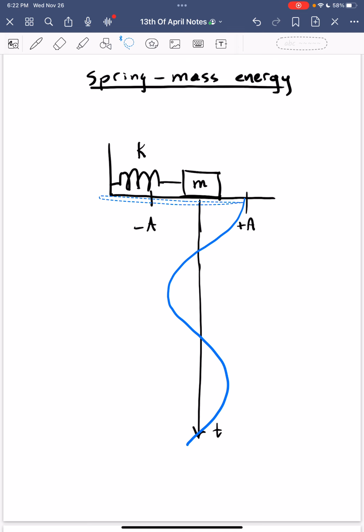And if we pull it to this spot here, positive A, and we let it go, then what's going to happen is it's going to begin to oscillate. It's going to do something like this in time. So that's what the system's going to do. And what we want to do is consider the different types of energy that it can have.